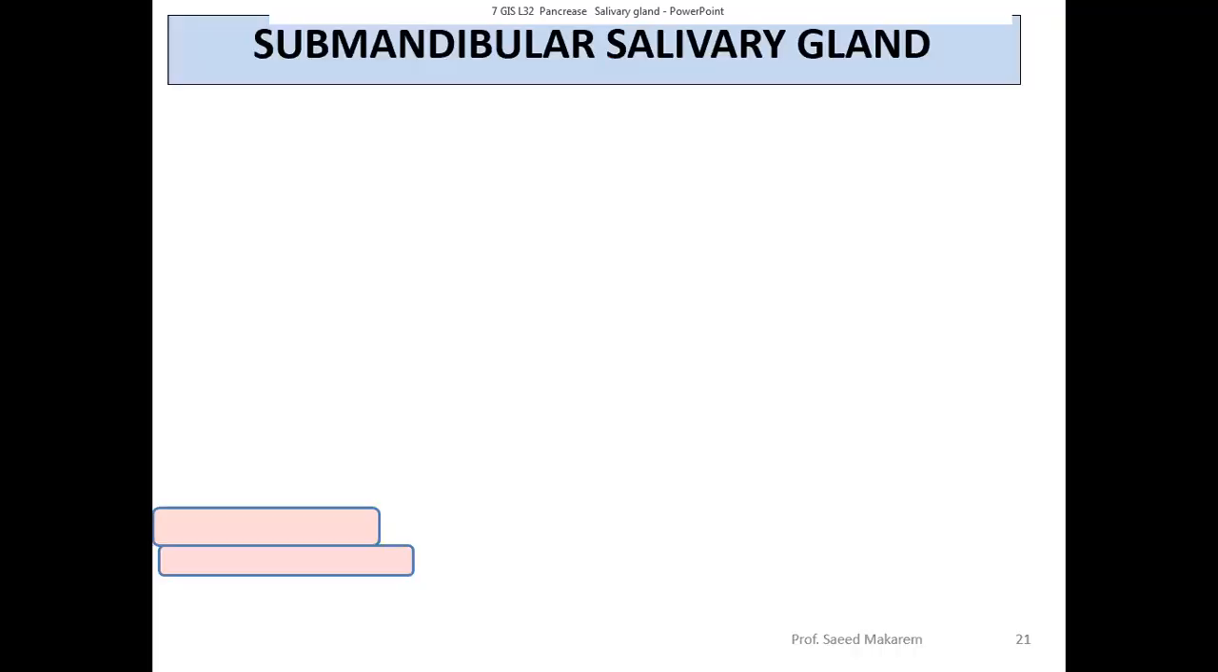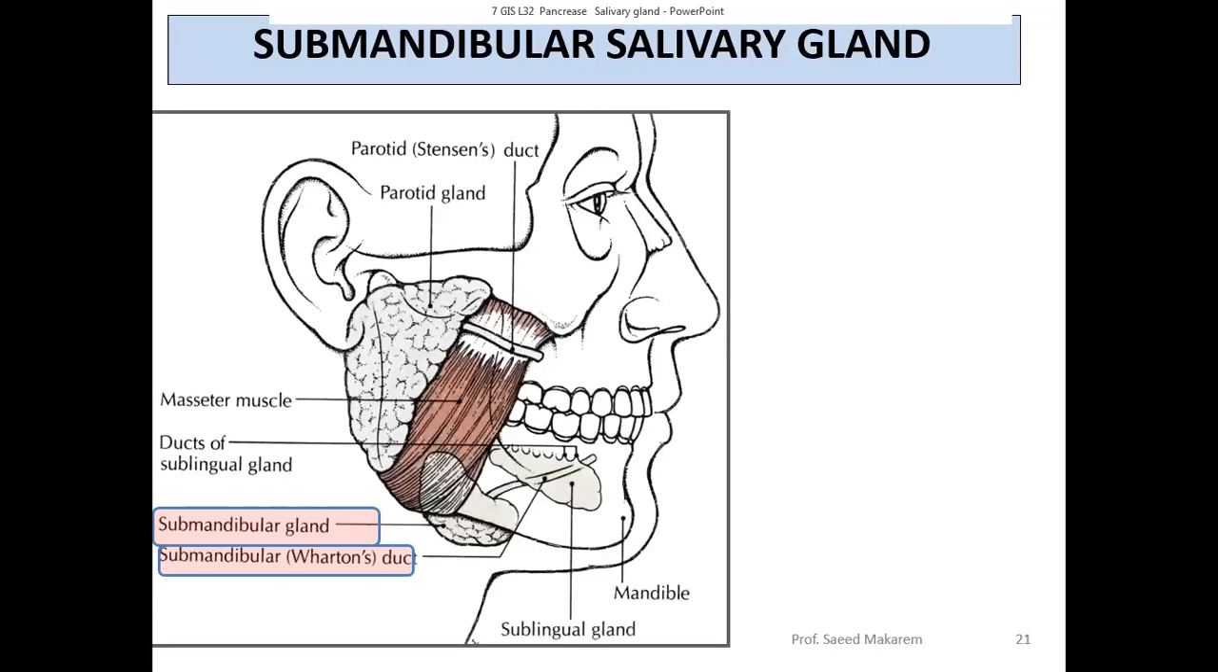Now coming to the next salivary gland, the submandibular salivary gland. As the name indicates, it is below the mandible, the bone. Below that will be the submandibular gland and its duct. If you can see here, this is the parotid gland and its duct, and here the submandibular gland and its duct, which is called Wharton's duct.